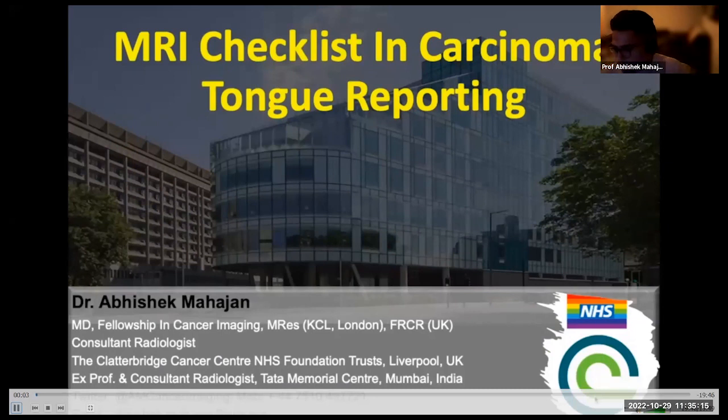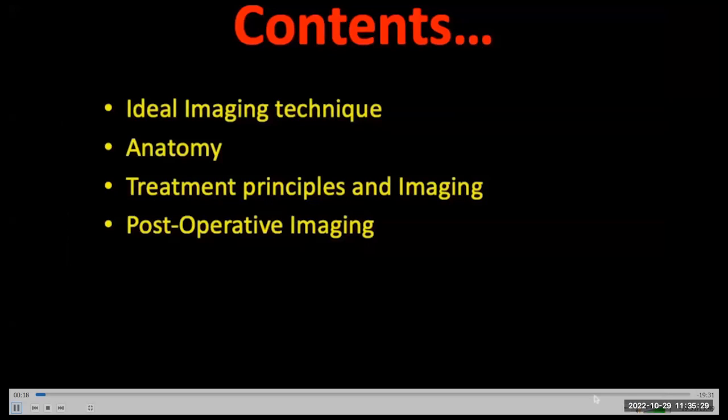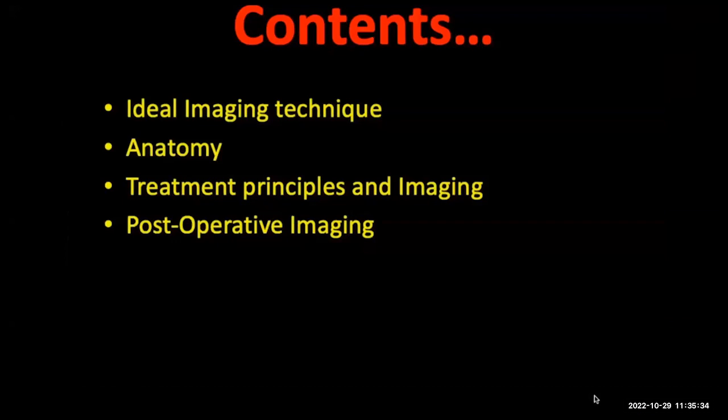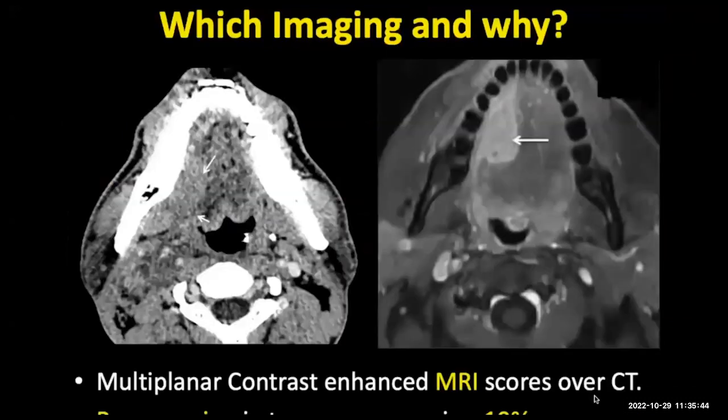At the outset, I would like to thank the organizers for giving me this opportunity to speak on this topic, that's MR checklist in carcinoma of the tongue reporting. MR, as you know, is the main gold standard for diagnosis and management of tongue cancers and becomes an important tool for investigating the carcinoma of the tongue. I've divided my lecture into 4 sections. The first is the ideal imaging technique, then the anatomy, then treatment and principles of imaging, and then post-operative imaging.